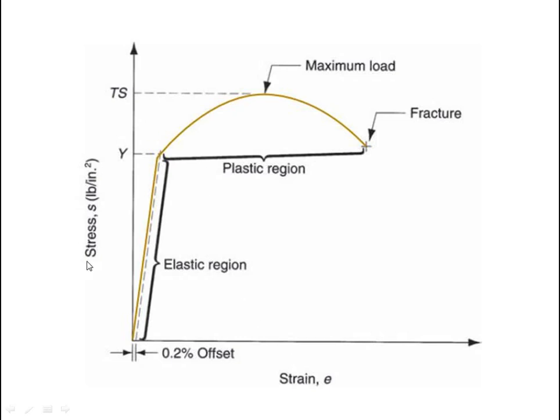And there is a diagram of stress-strain. Along the y-axis there is stress, and along the x-axis there is strain. And here 0.2% offset is shown. This region is the elastic region. At the end point of the elastic region there is Y, and this region is the plastic region. Here the maximum load is applied, and here the line is TS, and the last line is fracture, from where the fracture started.